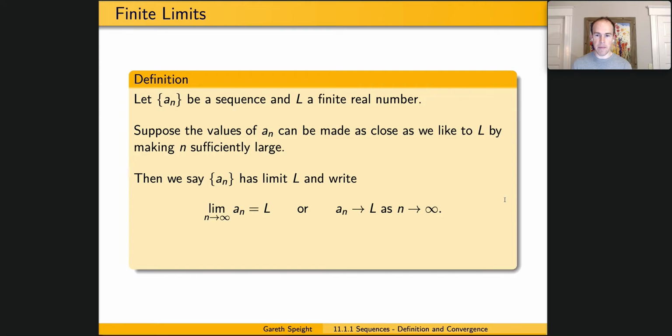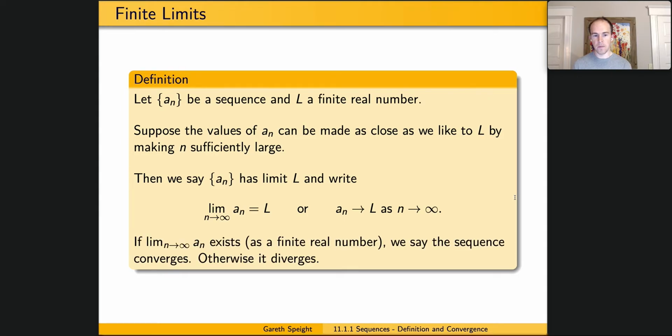Okay, so this is what we mean by a_n tending to L, or a_n having limit L. And we write the limit as n tends to infinity of a_n equals L, or a_n tends to L as n tends to infinity. So it's very much like functions, except rather than a function f of x, we have a sequence a_n. And n is getting large rather than x is getting large. But n can only be whole numbers, so it's not exactly the same thing.